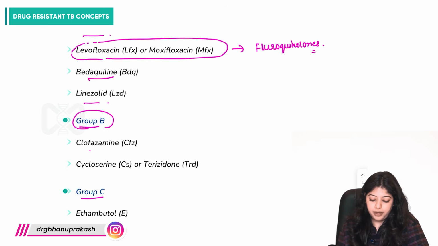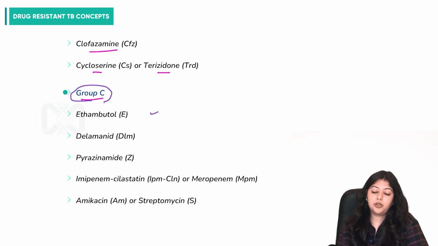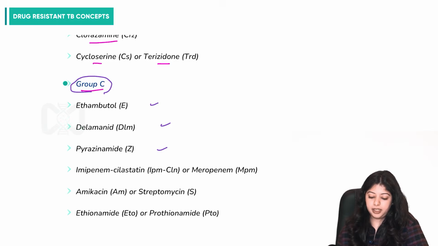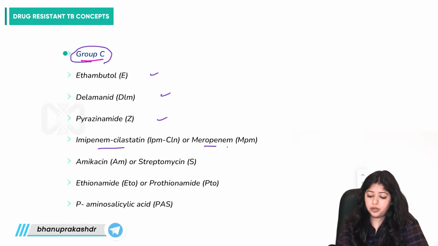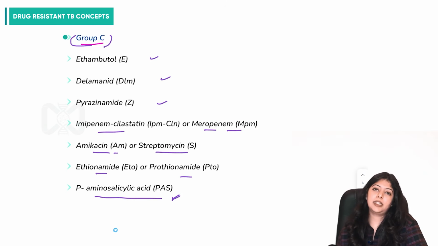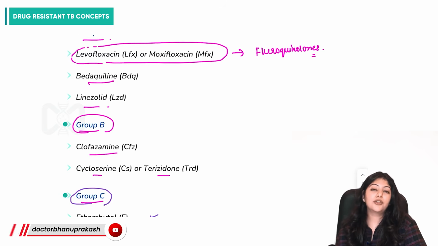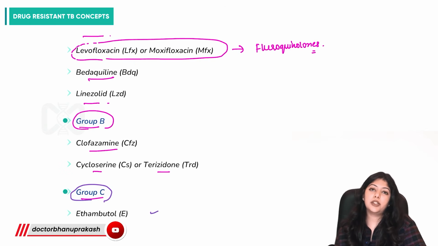Group B includes clofazimine, cycloserine, or terizidone. And Group C includes all the other drugs: ethambutol, delamanid, pyrazinamide, imipenem, cilastatin. These are recent additions. Meropenem, amikacin, which is injectable, streptomycin, ethionamide, prothionamide, and para-aminosalicylic acid, right? So you do not need to learn each and every drug group-wise, but these will be asked in your exams as questions from the treatment regimes.